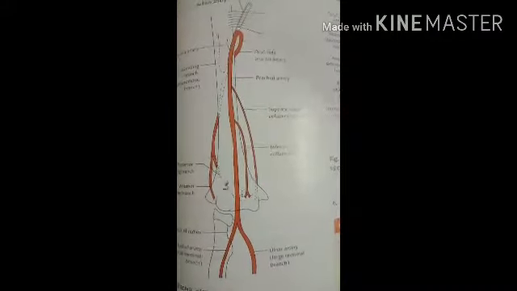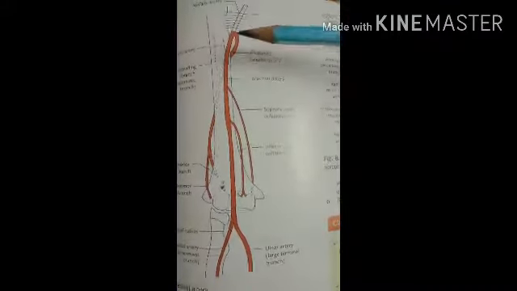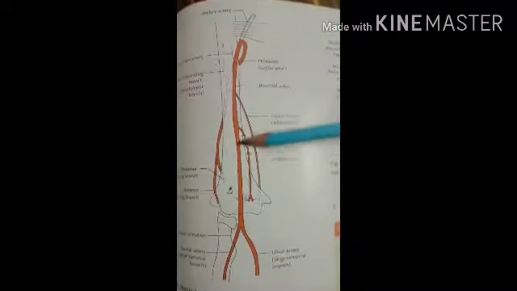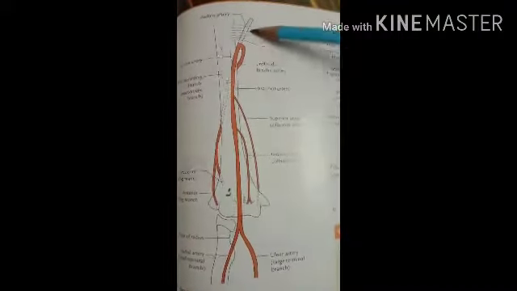So let's see the detail of the blood supply of the upper limb. Let's start with the brachial artery. It is the main artery of the arm. Here in this diagram you can see the brachial artery, this one.